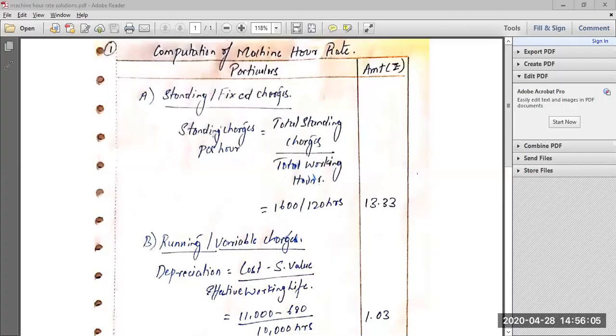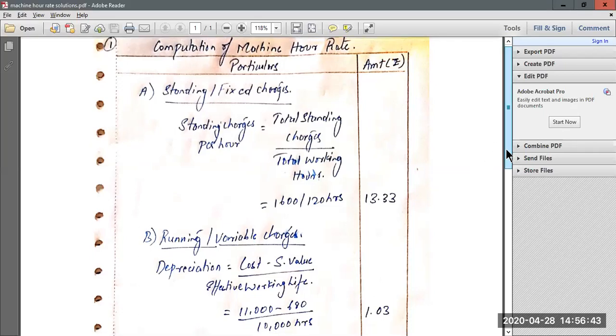Now here in this problem, they have directly given the standing charges or fixed charges, that is 1600, but we want everything in hours. Since we want to convert everything into hours, the total standing charges, which is 1600, is for the 4 weekly period, and in the 4 weekly period the factory will be operating for 120 hours. So we divide this 1600 total charges by 120 hours and we get 13.33. So this is your category A, that is standing or fixed charges.